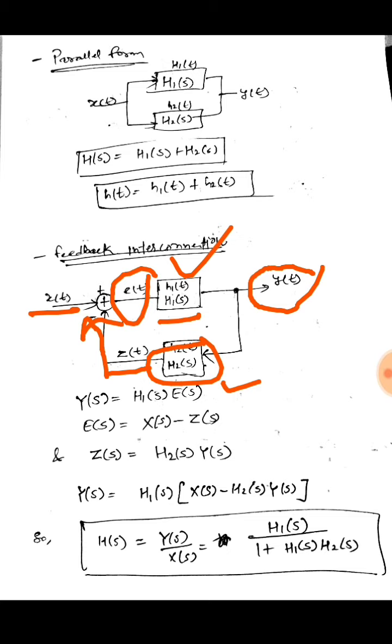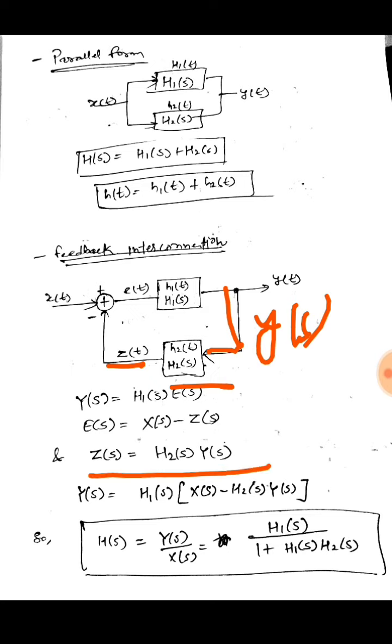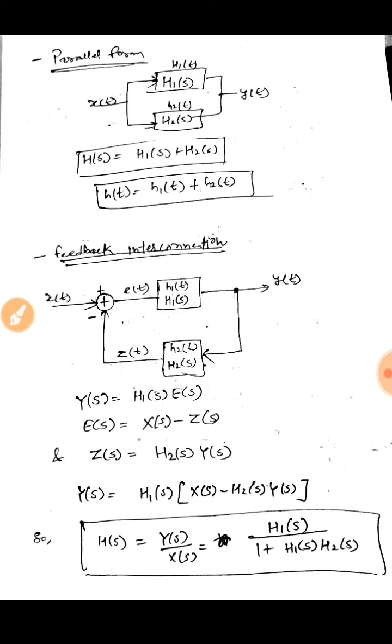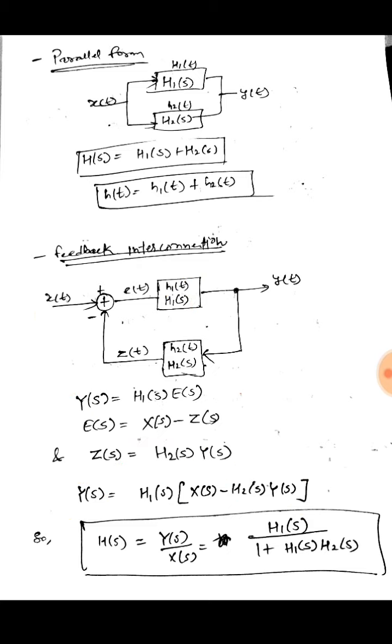Okay, and Z(s) is nothing but Y(s) multiplied by this transfer function. So Z(s) is H2(s) into Y(s). Using all these three equations I can find that Y(s) would come out to be H1(s) multiplied by E(s), and E(s) is X(s) minus Z(s), in which I have replaced Z(s) with this function. So Y(s) has now come out to be H1(s) into X(s) minus H2(s) into Y(s).